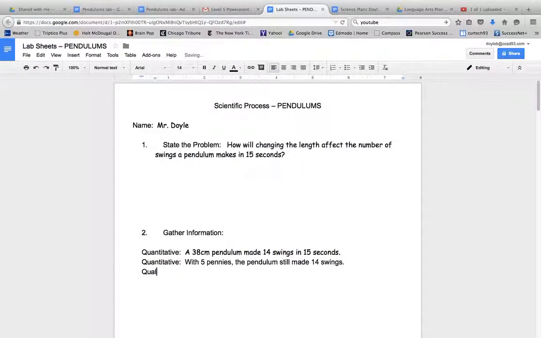All right, qualitative observations were things like the pennies fell off, or the pendulum hit the desk. Some of those observations, those would be qualitative observations.